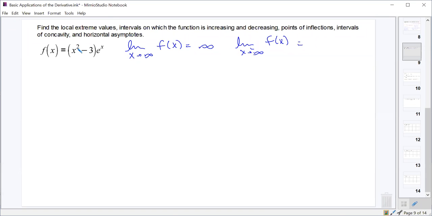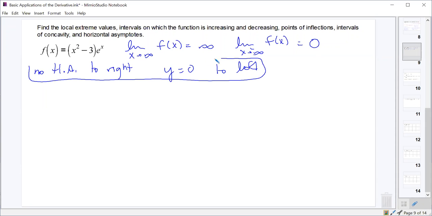Then we have an x squared over an e to the x, because that'll drop to the denominator if it becomes a negative infinity. And the e to the x will increase more rapidly than the x squared, so this should be 0. So we've got no horizontal asymptote to the right, and we have y equals 0 to the left. Everybody good with that? Yeah. All right. Next one.